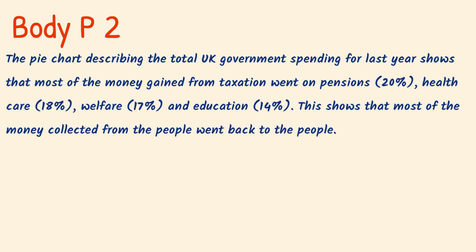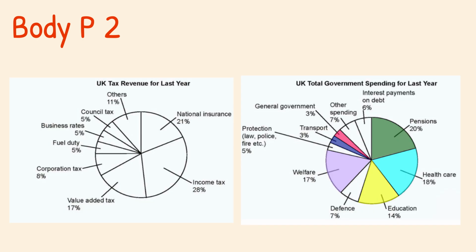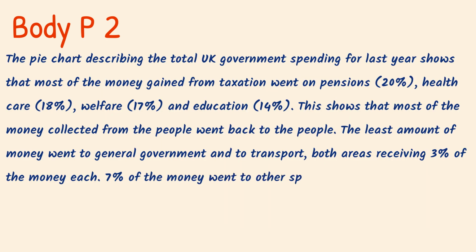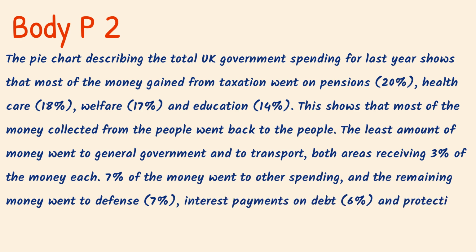Now let's talk about the least amount of money. The least amount of money went to general government and to transport, both areas receiving 3% of the money each, as you can see. Let's take a look at this pie chart. Transport, 3%. General government is 3%. After that, we should talk about the 7%. What is the 7%? The 7% is other spending, right? And defense. So I changed the structure of my sentence here. And the structure is that I start my sentence with the percentage, with the data. 7% of the money went to other spending, and the remaining money went to defense, which is again 7%, and I use it in parentheses here. Interest payments on debt, 6%. And protection in the form of law, police, fire department, 5%.